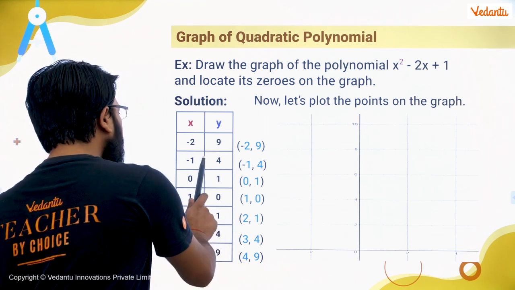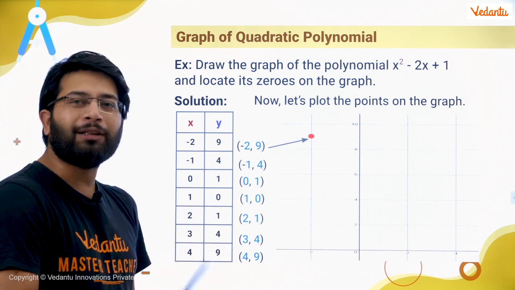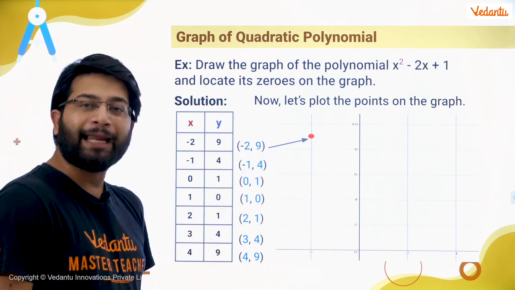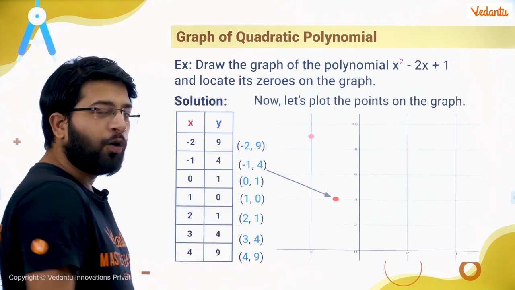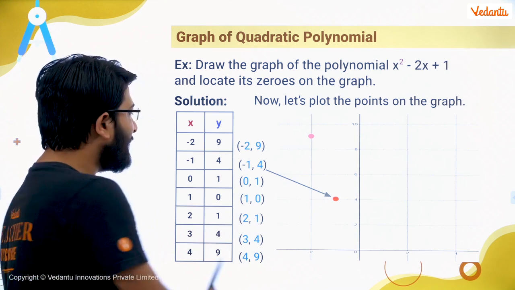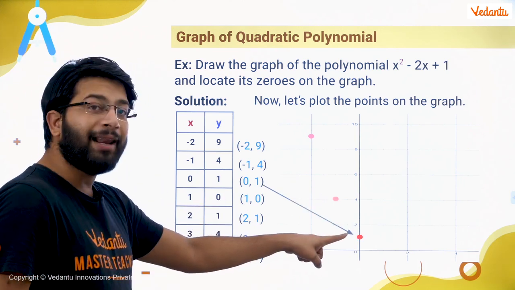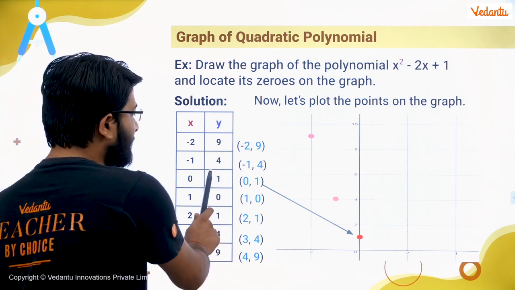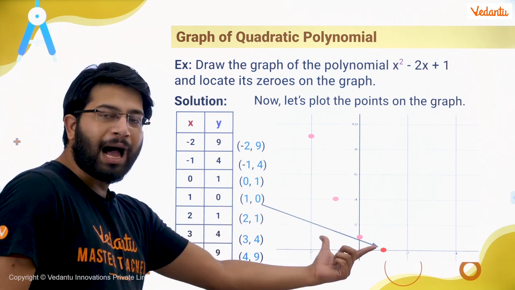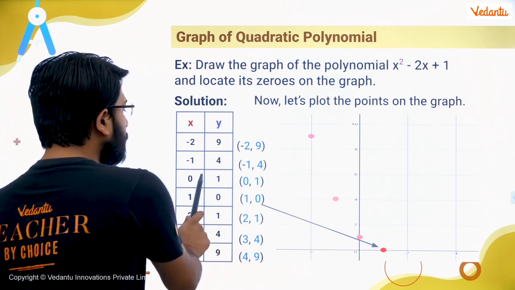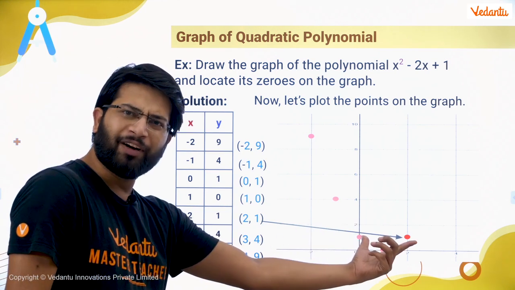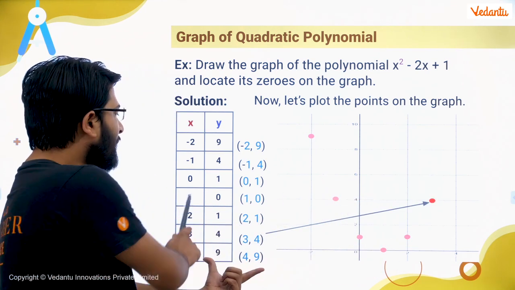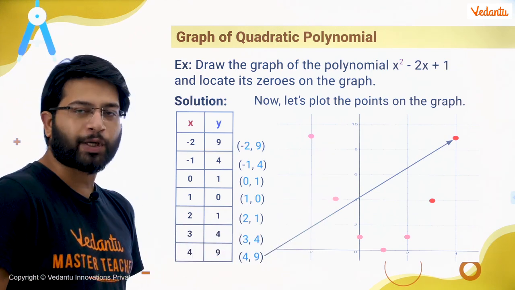Right, champ? Very good. Now let's locate all these points one by one. (-2, 9) will lie on the second quadrant. (-1, 4) lies in the second quadrant. (0, 1) will lie on the y-axis. It's very simple, right? It's simply basic. (1, 0) will lie on the x-axis. (2, 1) in the first quadrant. (3, 4) in the first quadrant, and the last point (4, 9) in the first quadrant.